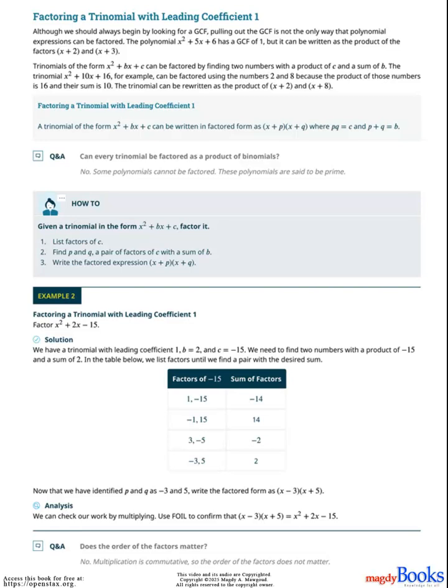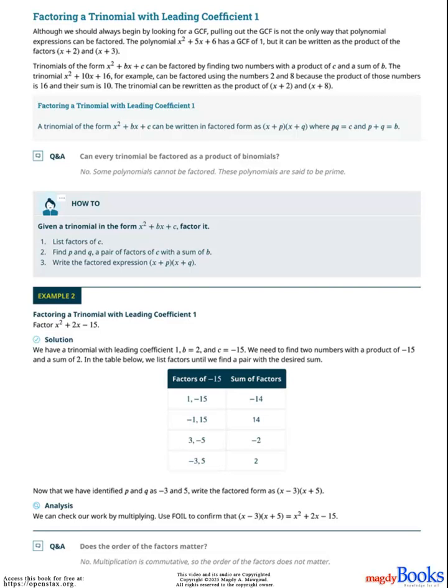For 1, negative 15, the sum of the factors is negative 14. For negative 1, 15, the sum is 14. For 3, negative 5, the sum is negative 2. For negative 3, 5, the sum is 2. Now that we have identified p and q as negative 3 and 5, write the factored form as (x minus 3) multiplied by (x plus 5).